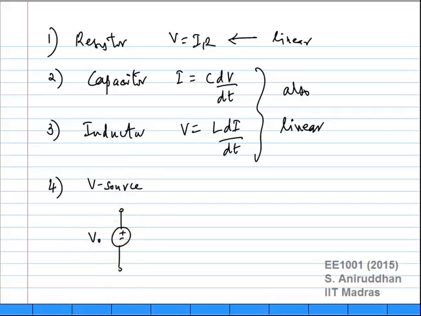What about a voltage source, V0? Is it a linear element? You will find that it's not. You apply this principle, you will very easily find that it's not. The same thing with a current source too. These are not linear.